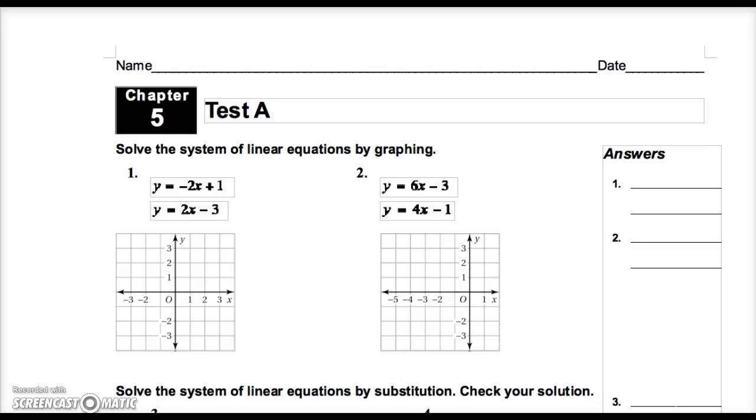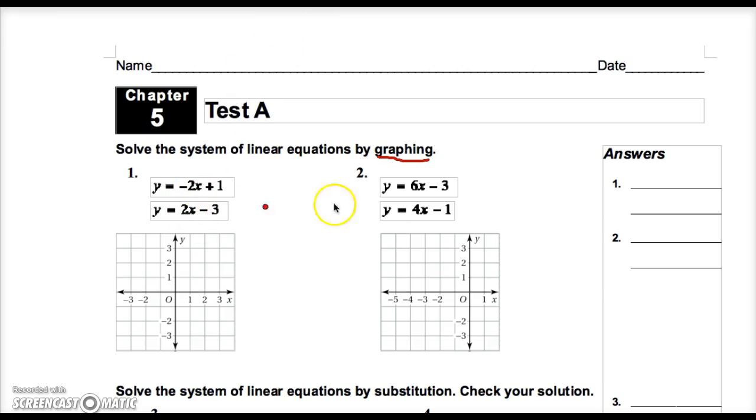All right, so this is the copy of the study guide that you should have. I know it says test A up at the top, but this is going to be your study guide, and your test will look very similar to this tomorrow. So we're going to go through, work the problems together, and then you'll have that ready to study for your test. So the directions for numbers 1 and 2 say solve the system of linear equations by graphing.